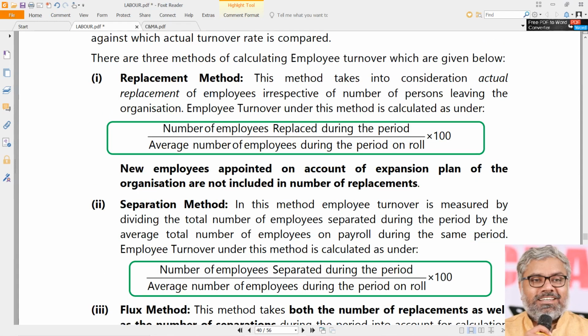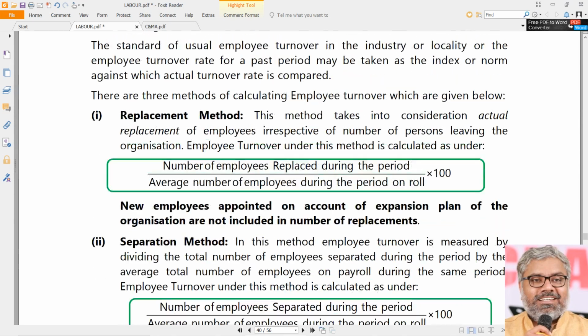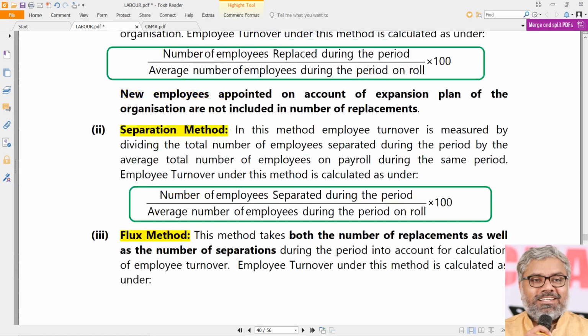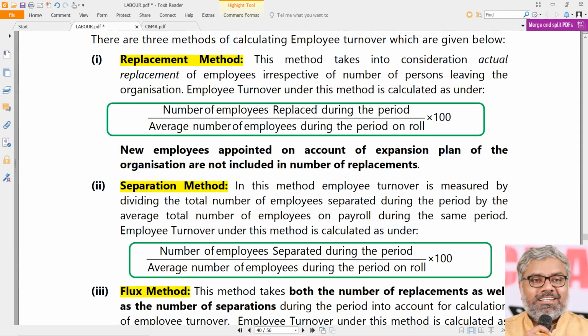And there are various methods to calculate labor turnover. These are formulae useful for us in the problem solving. Three methods are there broadly. One is called replacement method. Second one is called separation method. And the third one is called flux method, which is a combination of both. So what is the formula? You have to remember them. So to remember, always it's better to write them on paper number of times.